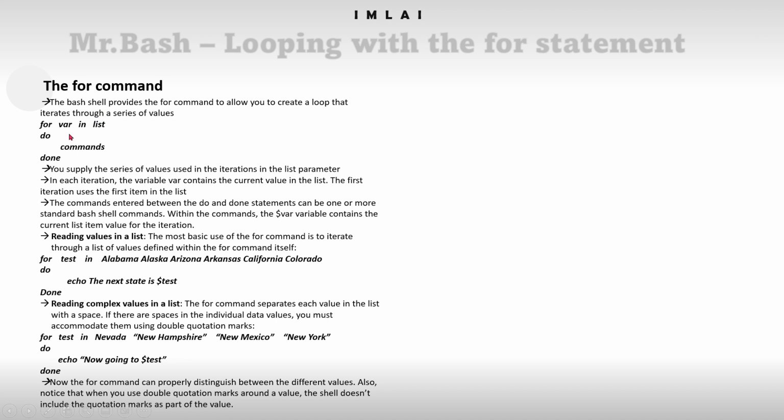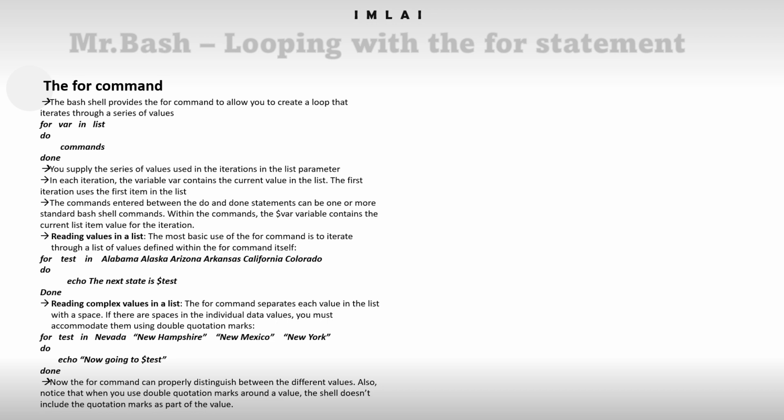So what happens in each iteration, it depends upon the number of iterations, which is equal to the number of items which are present in the list. Okay, so in each iteration, the variable, the var, contains the current value in the list. So the first iteration uses the first item in the list, the second iteration uses the second item in the list, and so on until all the items in the list have been used.